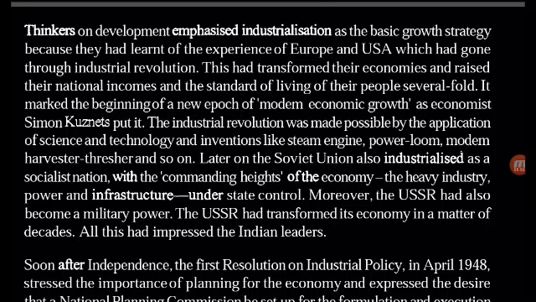The Industrial Revolution was made possible by the application of science and technology and inventions like steam engine, power loom, modern harvester thresher, and so on. Later on, Soviet Union also industrialized as a socialist nation with the commanding heights of economy, the heavy industry, power and infrastructure under state control.